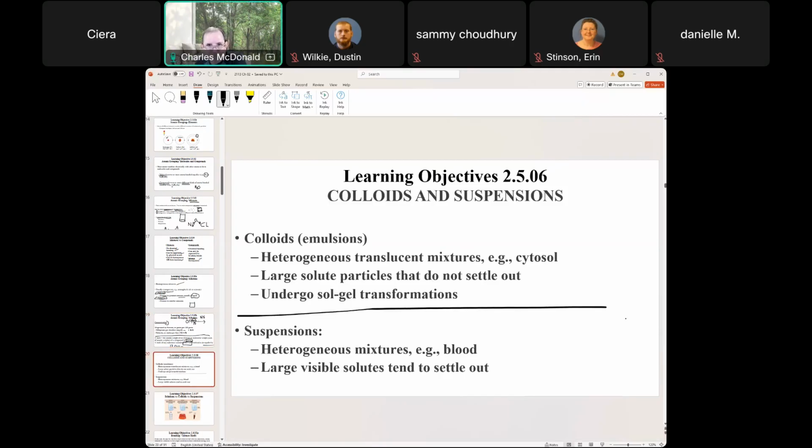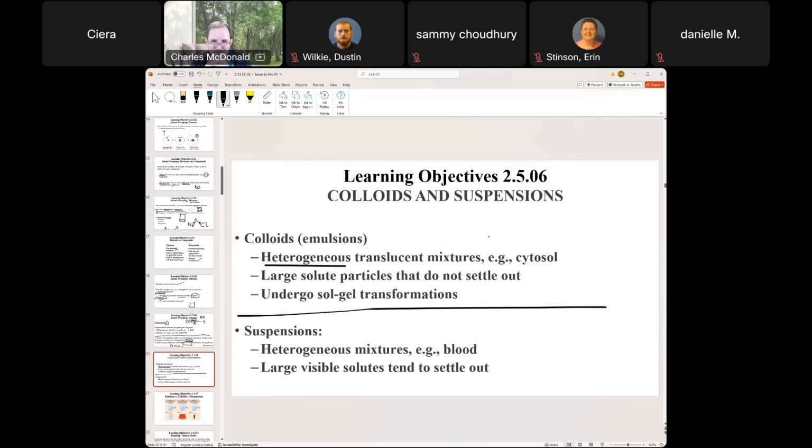Okay, colloids. These are also called emulsions. These guys are usually going to be heterogeneous. You can kind of sort of see a little bit through them. Jello is a colloid. They're large particles, but they still don't fall to the bottom like I said the sugar would. They're larger, and they do tend to collect in an area. That's a colloid. Jello is probably the easiest one to remember.